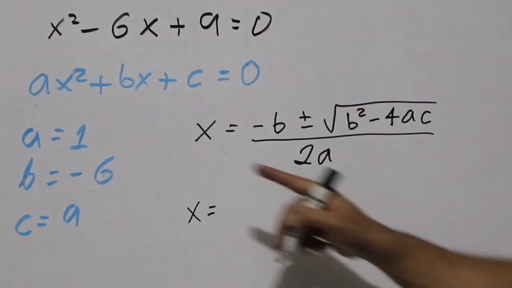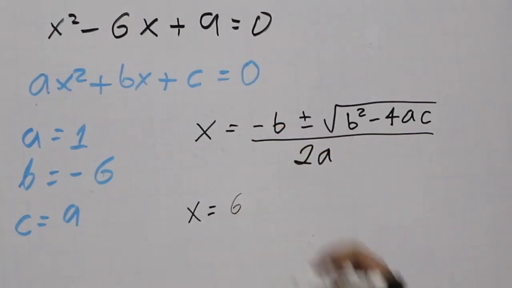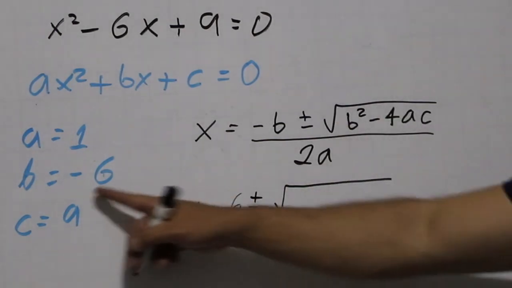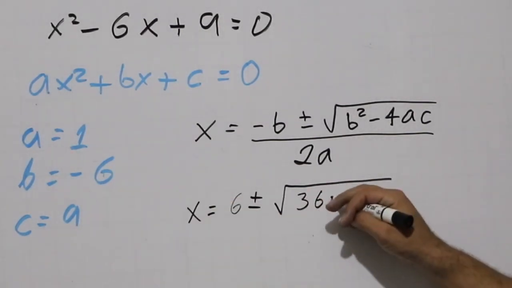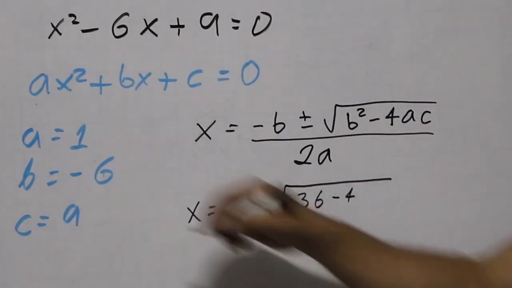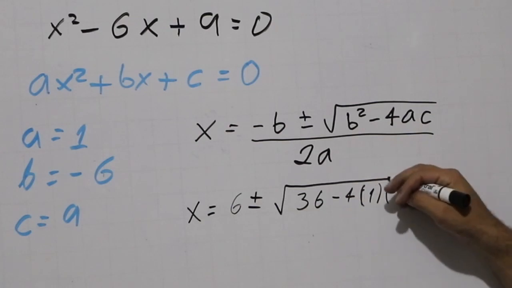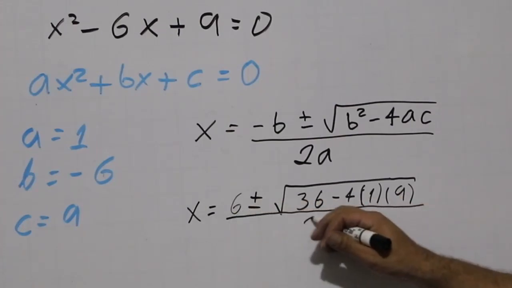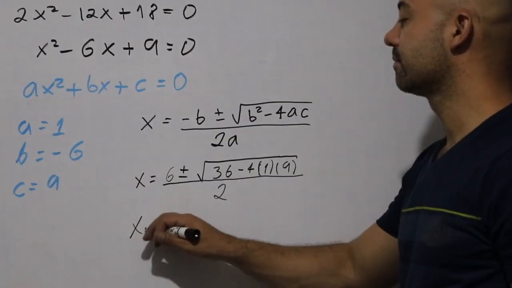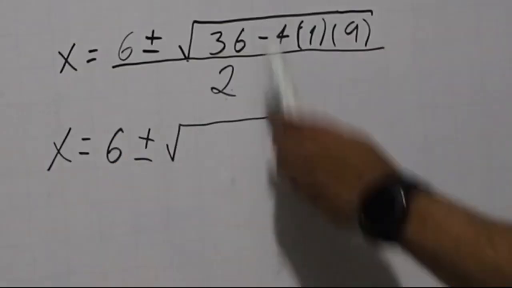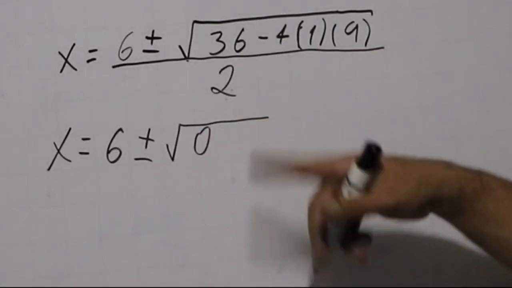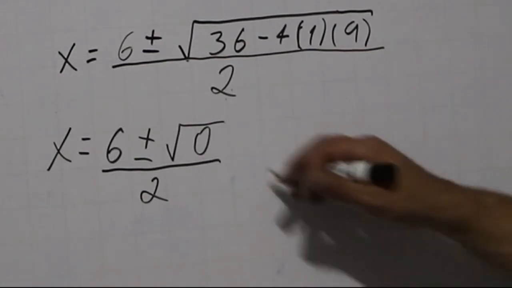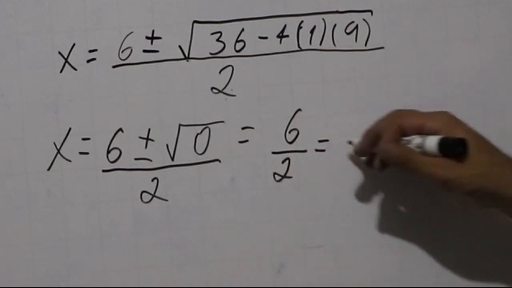Let's begin. We have negative 6, and minus b would be just 6, plus or minus, and as I already said, we're going to get 0. Okay, minus 6 squared, that's 36, minus 4 times a, that's 1, and times c, which is 9, and all that over 2, because it's 2 times 1. Now we have 6 plus or minus, and as you can see, we're going to get 0 here, and below we get just 2. So we have 6 over 2, and that's 3.